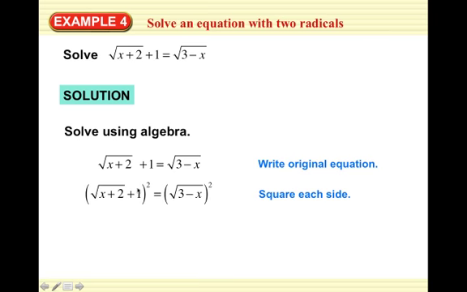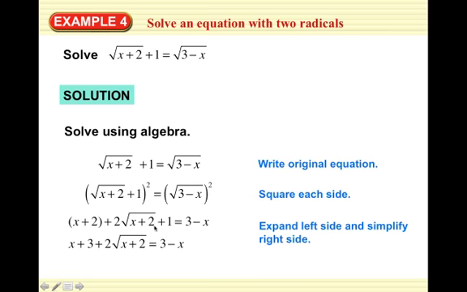So we have the whole quantity, square root of x plus 2, and then plus 1 squared equals the square root of 3 minus x, that squared. Okay, on the left, we can't just cancel the square with the square root because of this plus 1. It's not underneath the square root sign. So that means we're going to have to expand that out. We're going to have to FOIL it. Okay, we're going to expand the left side and simplify the right side.